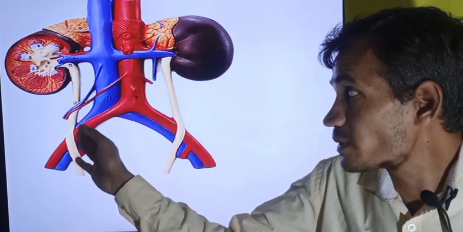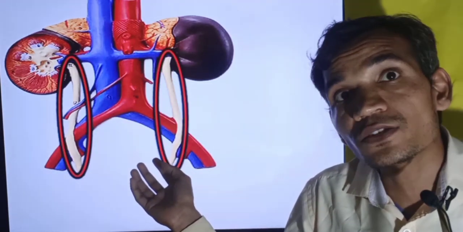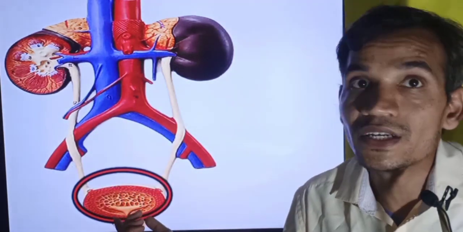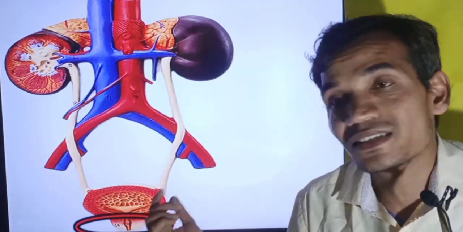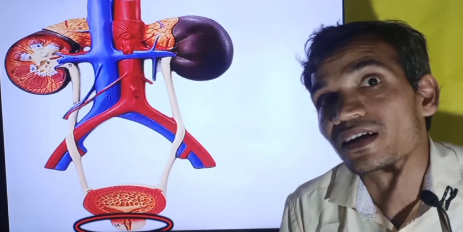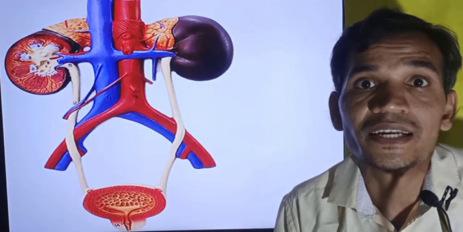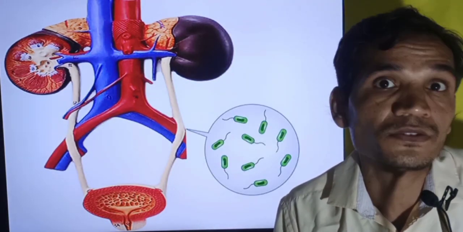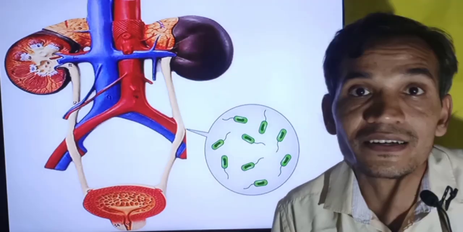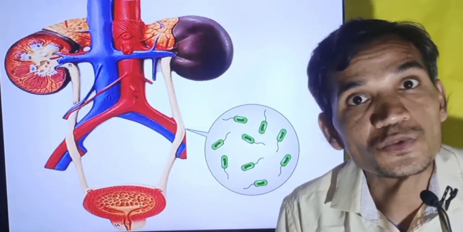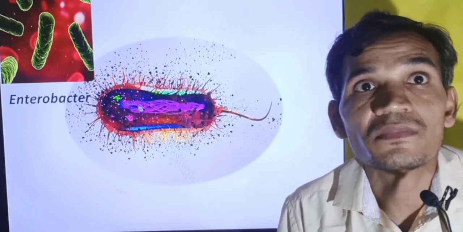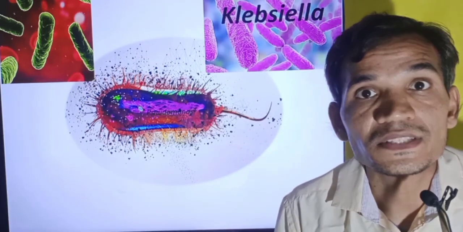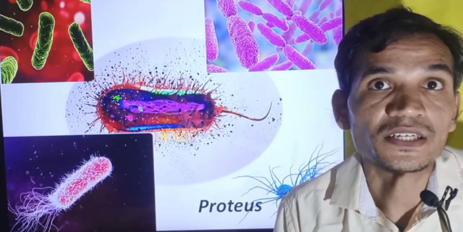Once the urine is formed, it is gathered by pipes called the ureter and stored in the urinary bladder. When the urinary bladder is filled fully, it releases the urine through the urethra. That is all about the urinary tract. Once it gets infected by a pathogen, it is considered a urinary tract infection, in short UTI. 90% of cases of UTI are caused by Escherichia coli, while the remaining 10% are caused by Enterobacter, Klebsiella, Pseudomonas and Proteus.